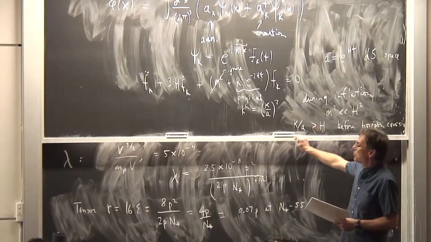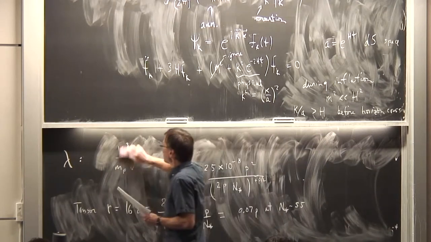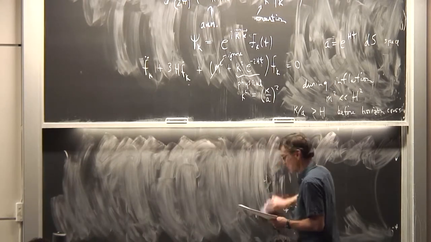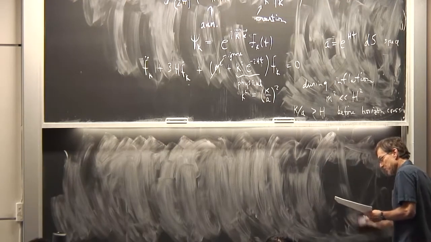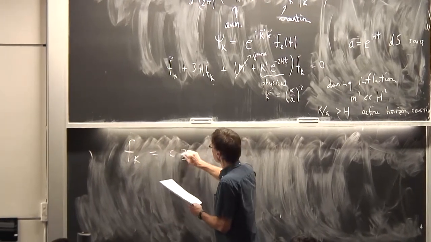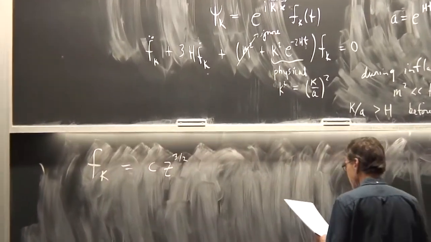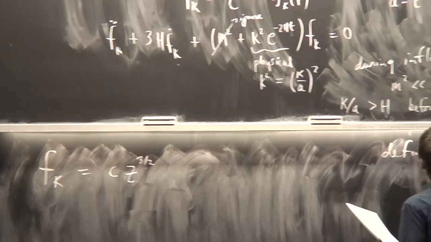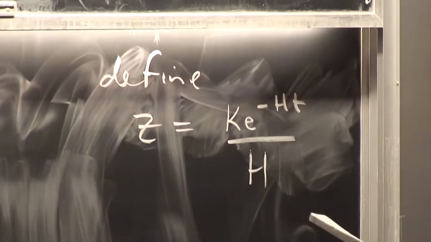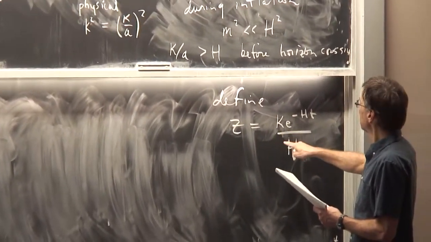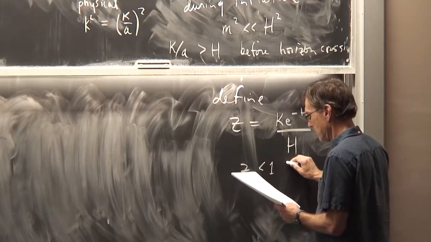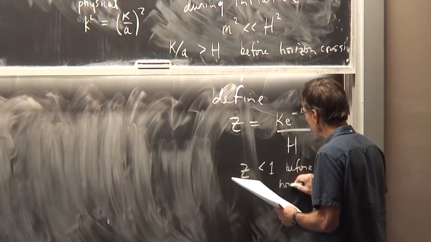Now, you can take that differential equation, and it's actually pretty simple. If you plug it into Mathematica, you'll just get Bessel functions. In fact, they're spherical Bessel functions, so we can express them in terms of trigonometric functions. And what you find is that the solutions are just a normalization constant. Oh, I'm sorry, I'm going to define a variable. Let's define a variable z, which is equal to k e to the minus Ht over H. So that means z is less than 1 before horizon crossing, I think.